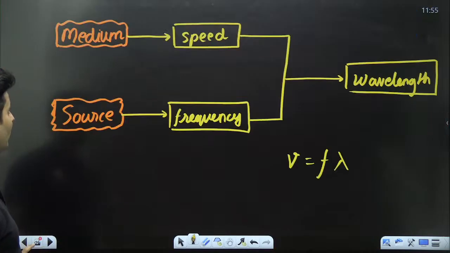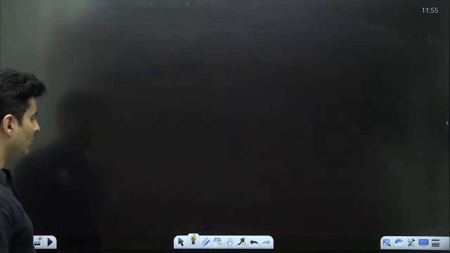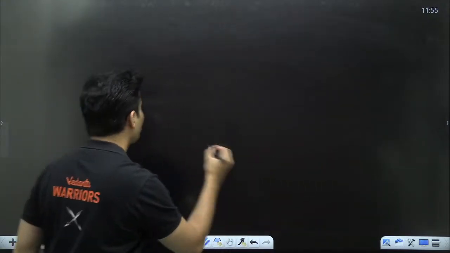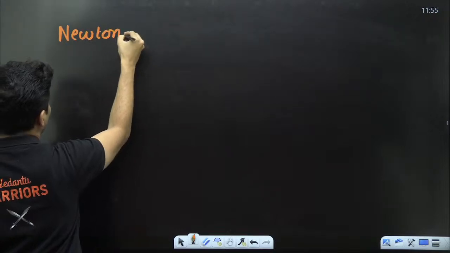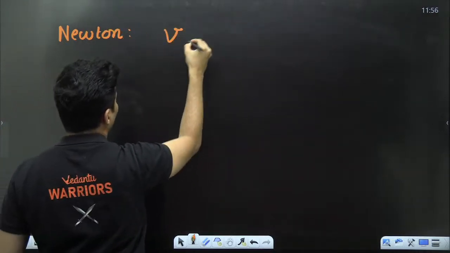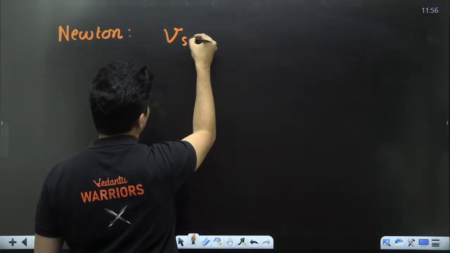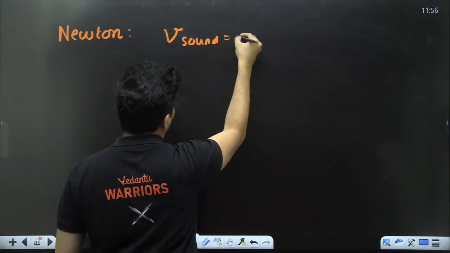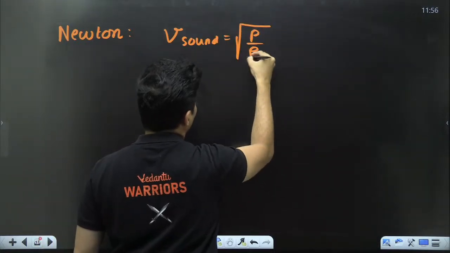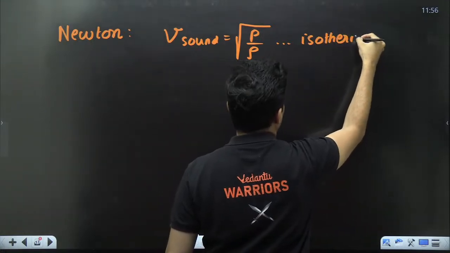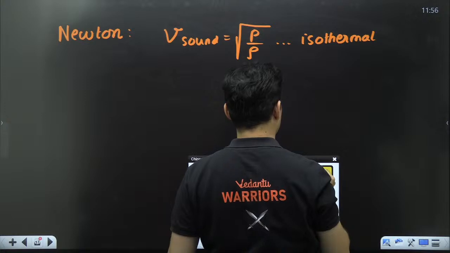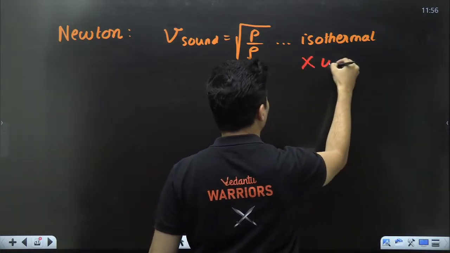So let me just put it on the other slide, maybe over here. According to Newton, remember the speed of sound was root of gamma p by rho. This is assuming isothermal. But this was proven to be wrong.